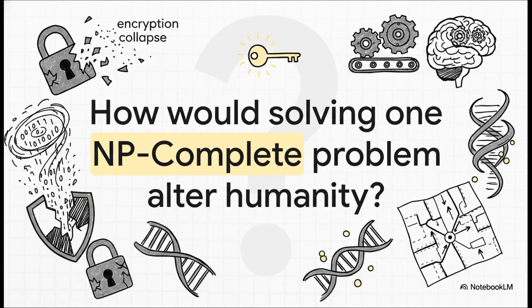But on the flip side, we could instantly optimize global supply chains, we could cure diseases by effortlessly folding proteins, and solve logistics problems that currently seem downright impossible. The person who finds that master key won't just solve a math puzzle, they will rewrite the rules of what humanity can achieve.